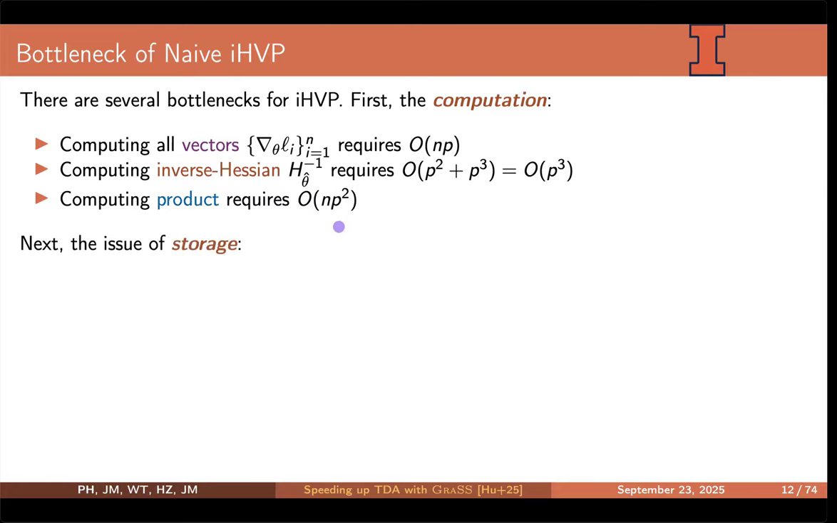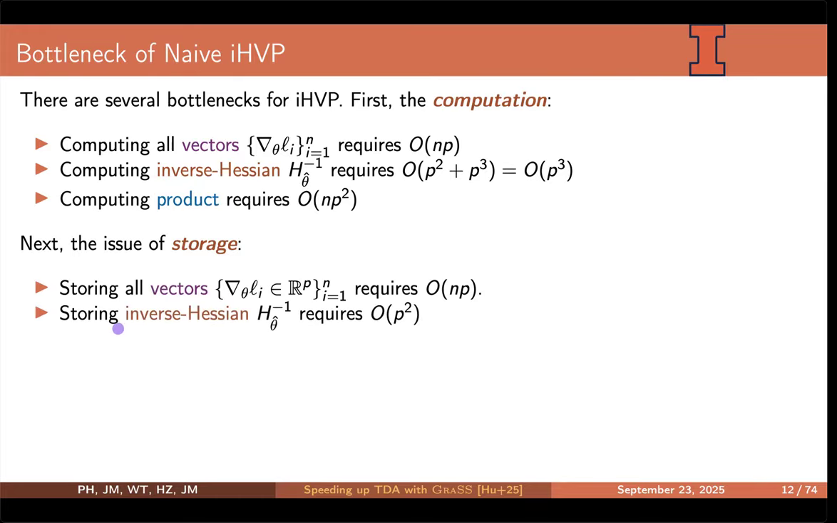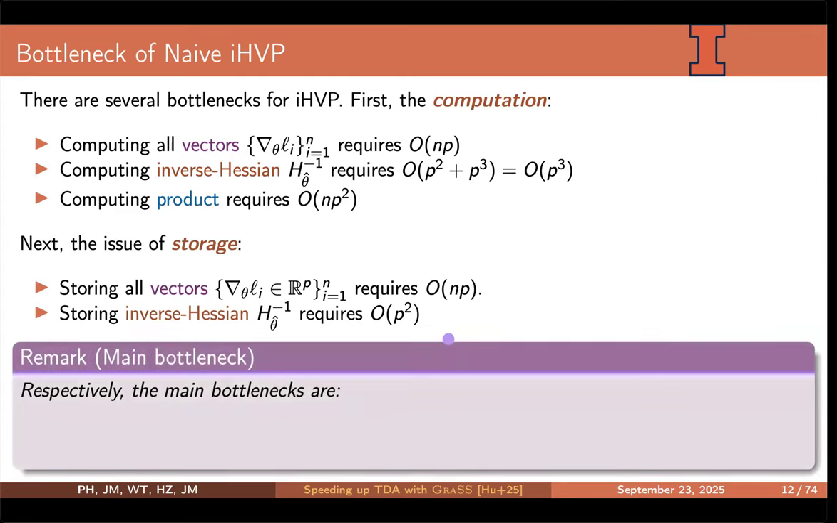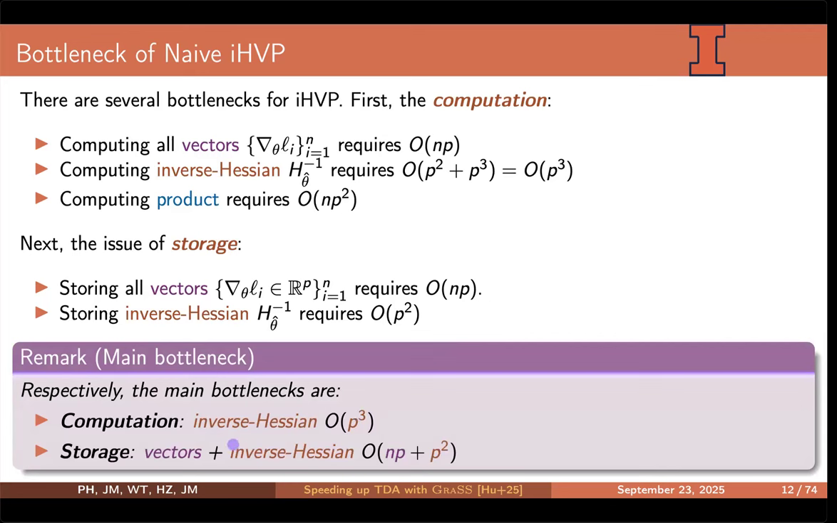On the other hand, storing the result is also challenging. For example, storing all the vectors will require O(NP) as well, and storing the inverse Hessian will also require O(P squared). So computation-wise, the inverse Hessian is the main bottleneck, and for storage, both the vectors and the inverse Hessian are challenging. N can be roughly P or even more than P.